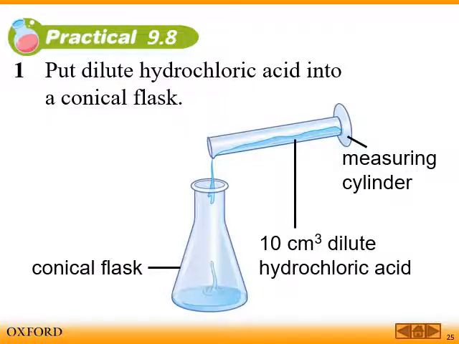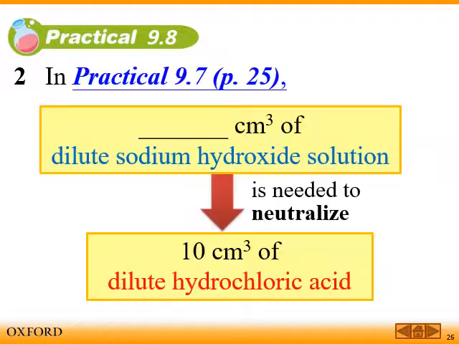First of all, we put 10 cm³ of dilute hydrochloric acid into the conical flask using a measuring cylinder. And as you remember, in the last experiment, how many cm³ of dilute sodium hydroxide is needed to neutralize the dilute hydrochloric acid? That is 10 cm³, right? So this time we add 10 cm³ of dilute sodium hydroxide solution into the conical flask.